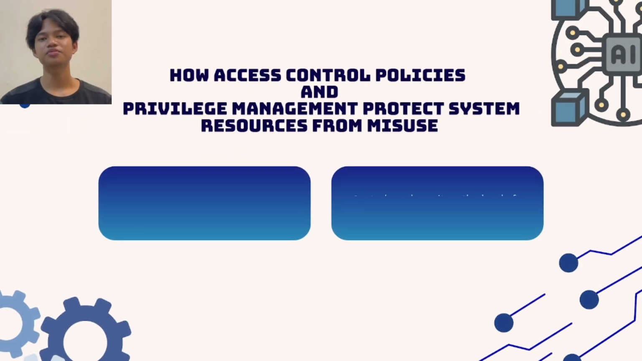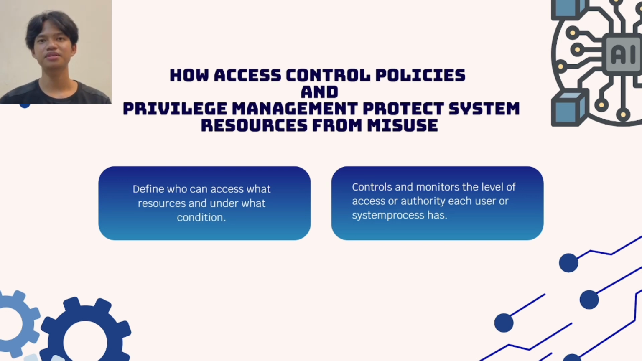How access control policies and privilege management protect system resources from misuse. The first one is to define who can access what resources and under what condition. And the second one is to control and monitor the level of access or authority each user or system process has.